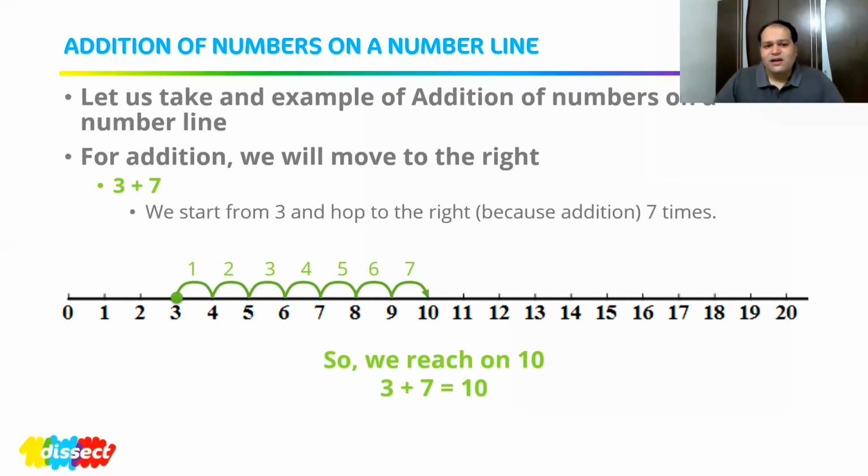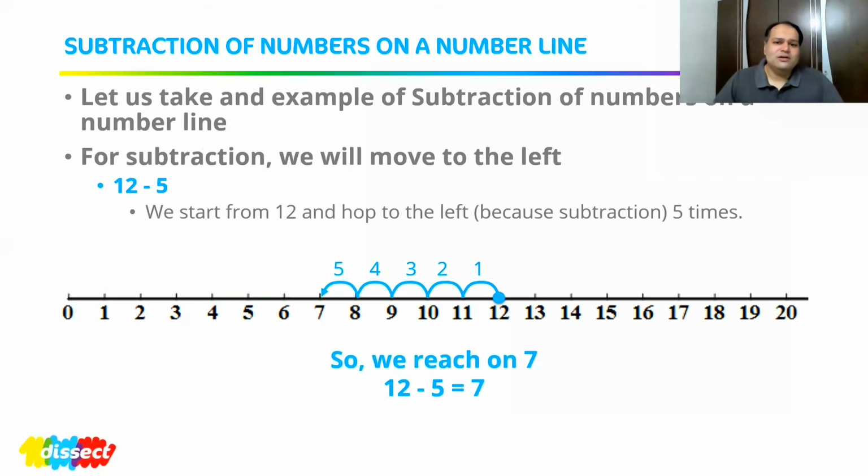And similarly, we can do also negative or subtraction of numbers using the number line. So say we have a question like 12 minus 5. So what do you do? You start from 12. It means that you put your dot at 12 and then you jump 5 times.